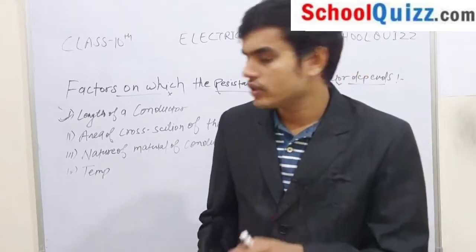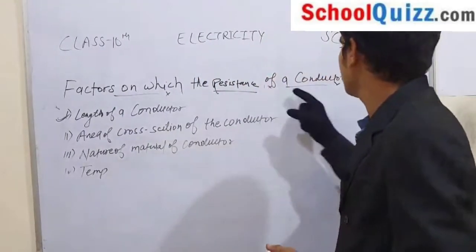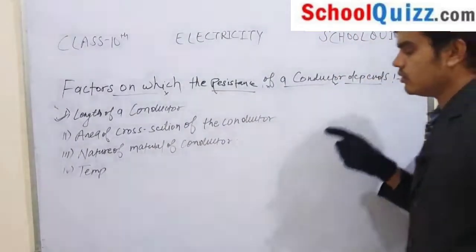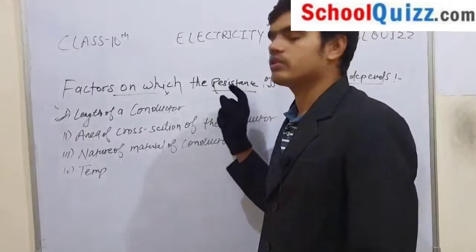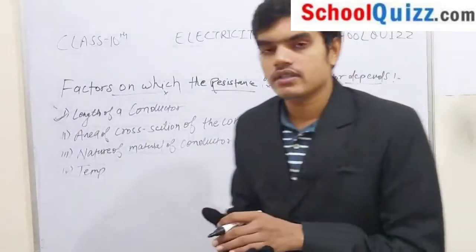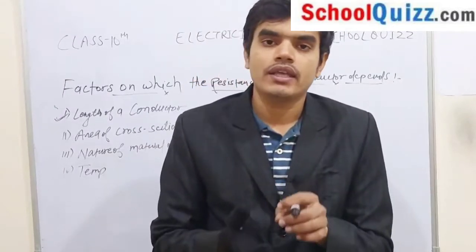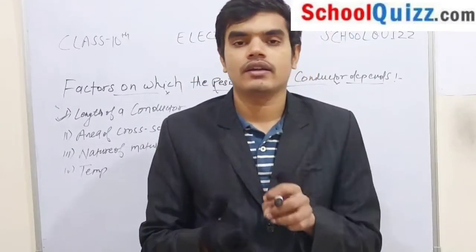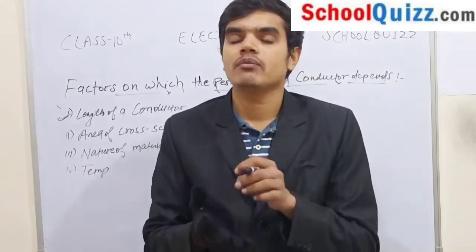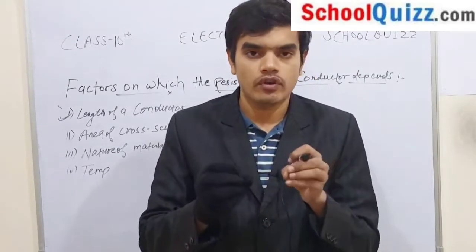In this video I am going to discuss factors on which resistance of a conductor depends. Class 10th electricity. Before starting this topic, I am going to explain resistance. What is resistance? Resistance is a property of a material or conductor by virtue of which it opposes the flow of electric current.